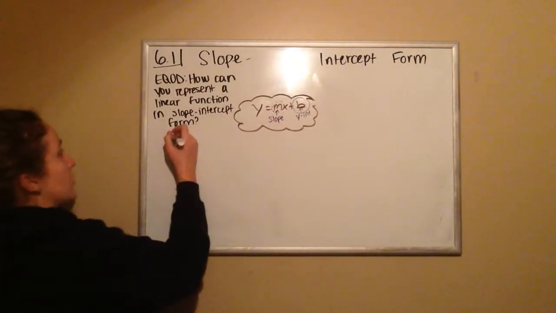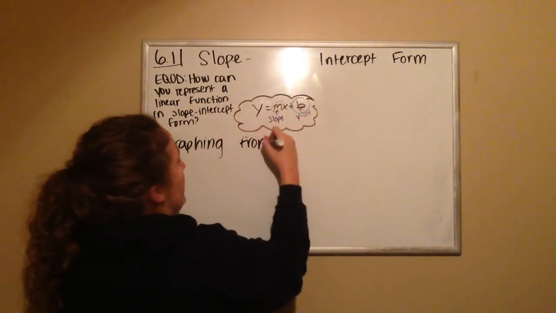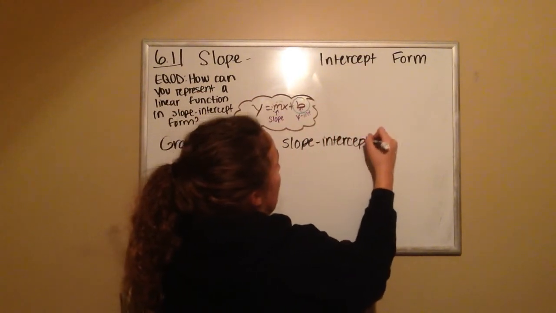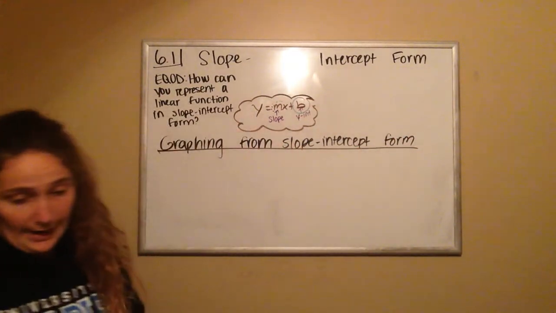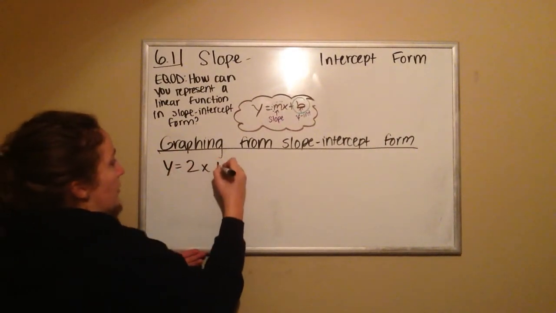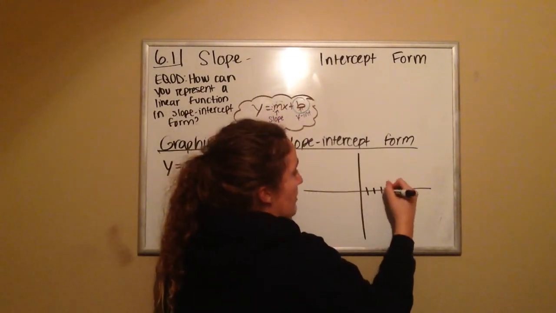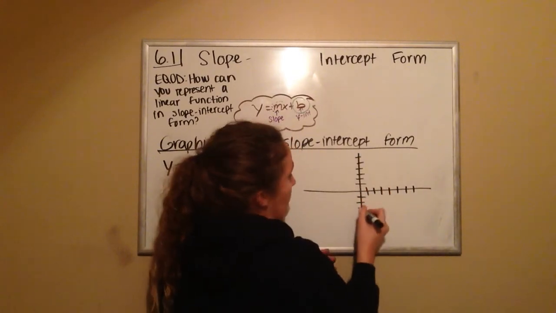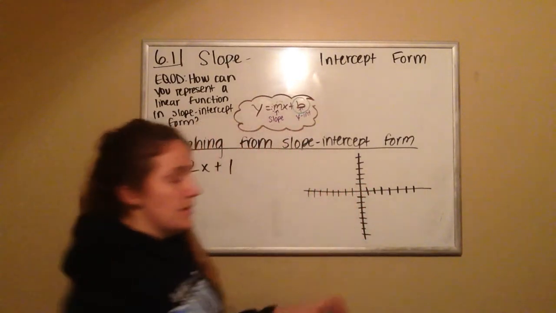So we're going to look at actually graphing from slope-intercept form. So we're going to be looking at equations. How do we use those to help us graph? Okay, so if I give you an equation like y is equal to 2x plus 1, since that's in slope-intercept form, we're going to be able to identify the slope and the y-intercept, just like we've been doing this entire video. And that'll help us to graph.